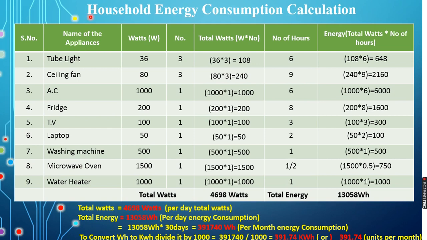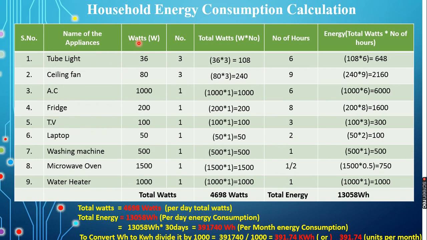Next slide is household energy calculation. The same method we are using for another example. In this example, I have taken 9 appliances in the home: tube light, ceiling fan, AC, fridge, TV, laptop, washing machine, microwave oven, and water heater. Different types of appliances I am using as an example.